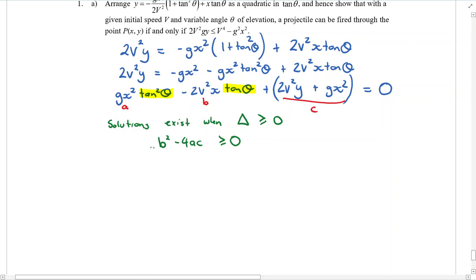B is the negative 2v squared x, so that's going to be in brackets. Negative 2v squared x is squared, minus 4 times a, which is gx squared, and c, that's not so nice, that's the 2v squared y plus gx squared is greater than or equal to 0.